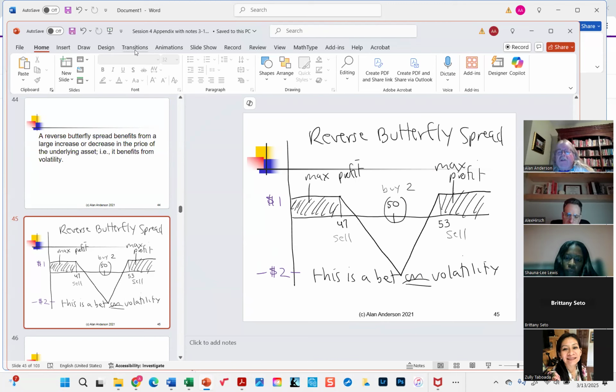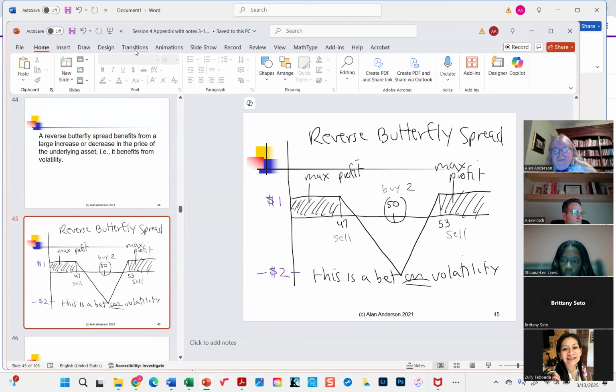Now, this position costs us $3. And so if the price stays at 50, we have our maximum loss of $2. But if it goes up, the profit is capped at $1, but still, we don't really care which direction the stock price goes, as long as it moves substantially in one direction or the other. So we call this a bet on volatility, not on the direction, because we can profit either way, but on volatility.